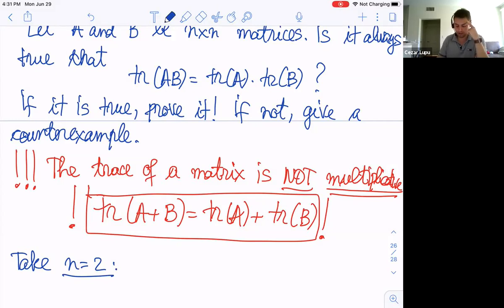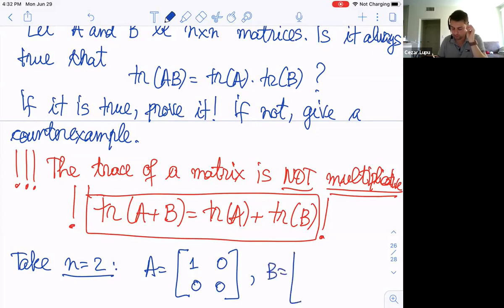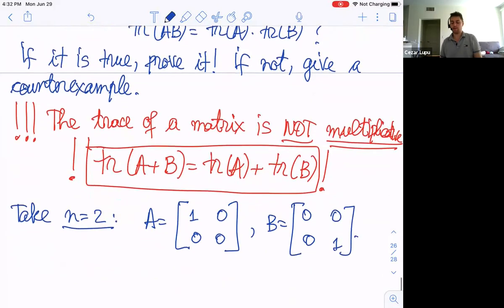So, for example, let's take 2 by 2. I'm going to consider something similar to the previous example, but I'll tweak it a bit. I'm going to break the identity into two matrices. Let me take this matrix first: 1, 0, 0, 0. Of course, I'm going to consider singular matrices. I don't need to bother with that, because I'm not interested in the determinant here, only in the trace. And B should be 0, 0, 0, 1.